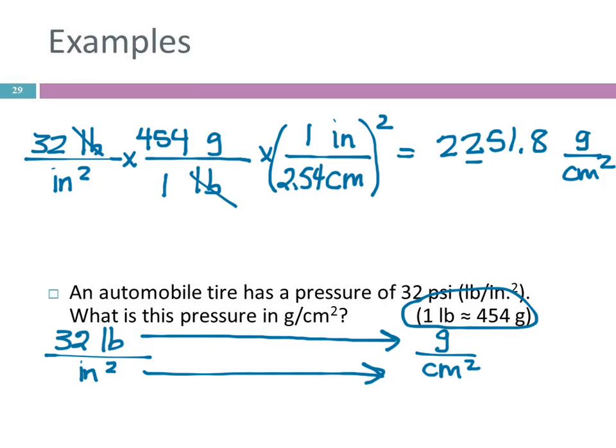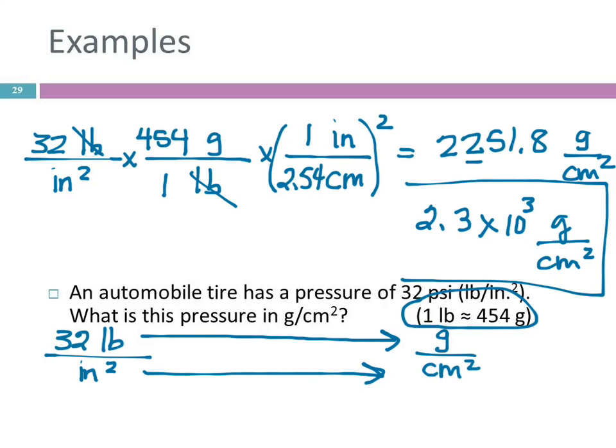I want to keep 2. So best idea is to put it in scientific notation. I need to round that 2 up to a 3 though. I'm keeping the 2, but this one's 5 or greater, so I round up to 3. 2.3 times 10 to the 3rd grams per square centimeter.